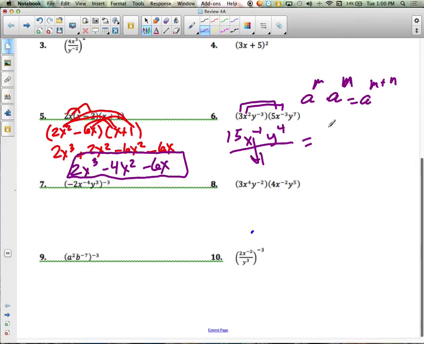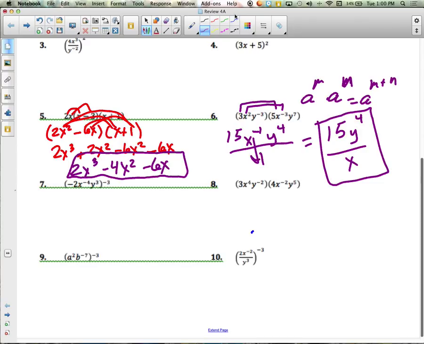The 15 is totally happy. It's a positive exponent. The y is totally happy up in the attic. They want to stay up there, but the x has to drop down. And when it drops down, its exponent becomes happy, and it's positive. So this is our final answer. So just make sure all your negative exponents are made positive.